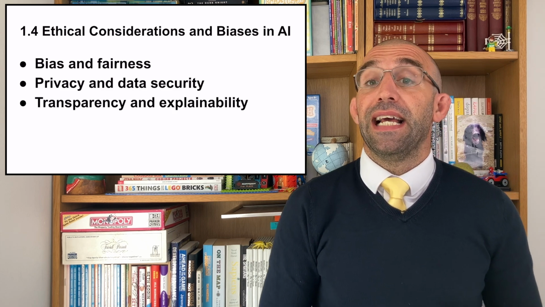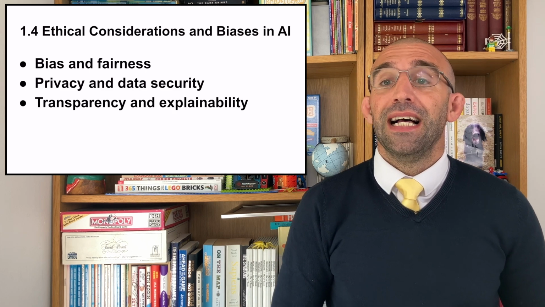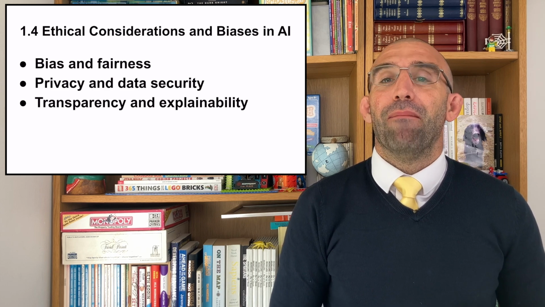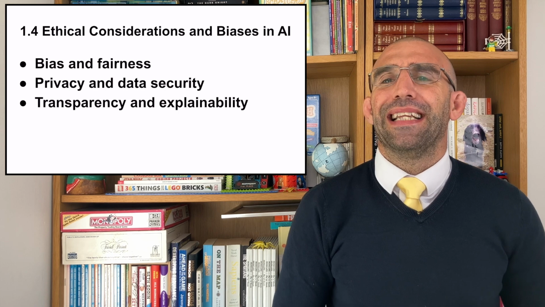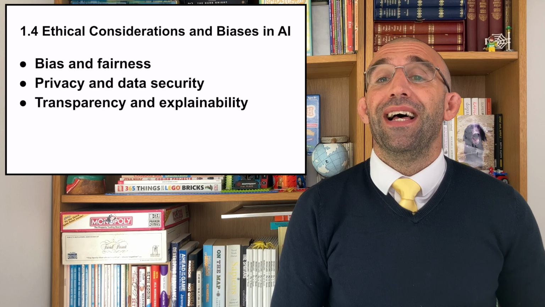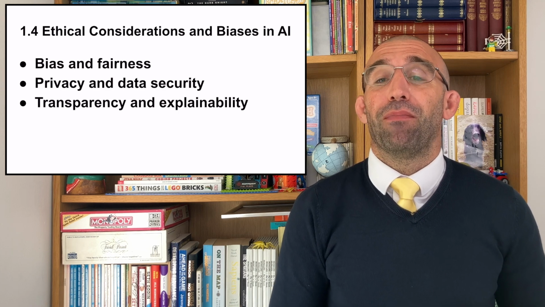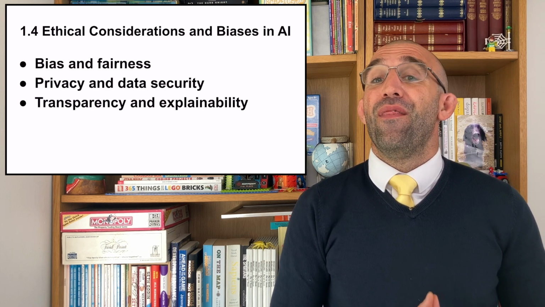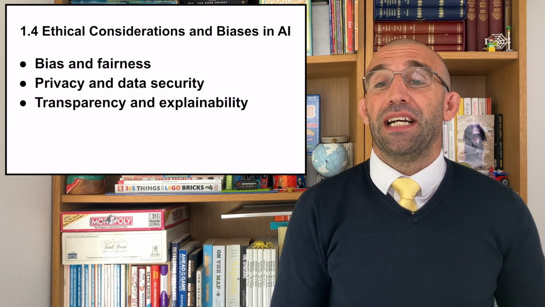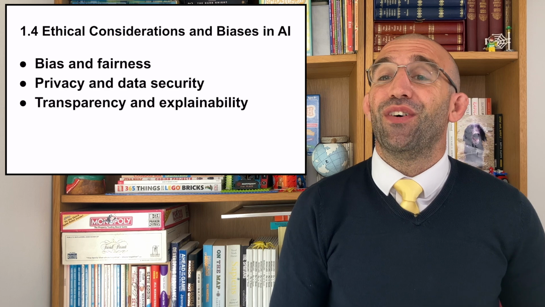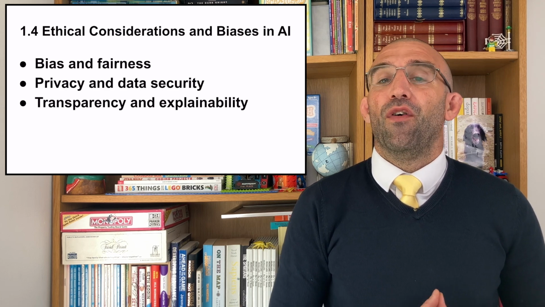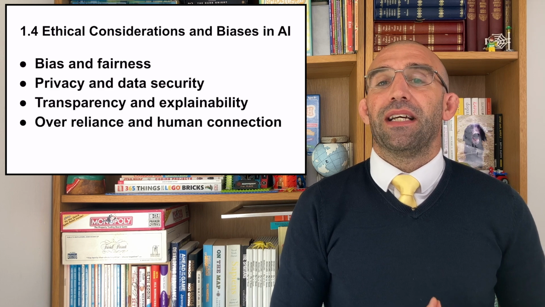Thirdly, transparency and explainability. Sometimes AI models are like black boxes. They give an output, but it's hard to understand why they've made that decision. In education, where accountability is crucial, this lack of transparency can be problematic. This creates a situation where it could be difficult to trust AI recommendations or identify errors in the decision-making process if it's not transparent.